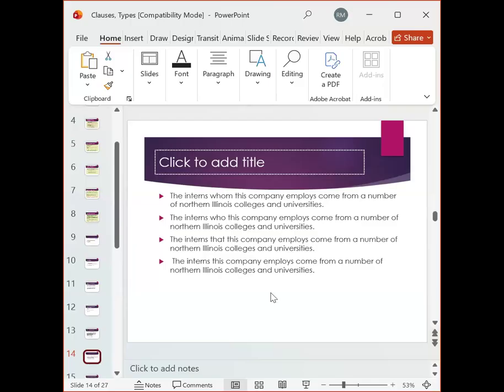What is the adjective clause in this sentence? Sentence 1. The interns whom this company employs come from a number of Northern Illinois colleges and universities. What's the relative clause here? Look for the relative pronoun. Make sure there's a finite verb in there. Now that I've given a cue, all of you should be able to identify it.